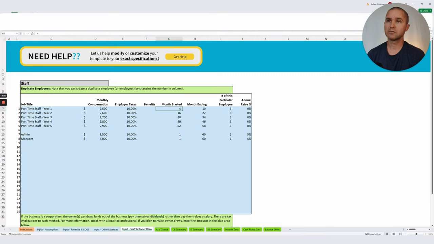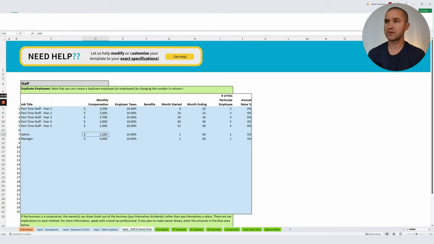And they're going to start on month four and end on month 10, because again, this is a seasonal business. And we're going to have three of these part-time staff. And then after month 10, we're not going to have these staff anymore, and it's going to go back down to zero for that staffing. But then in month 16 through month 22, we're going to add the part-time staff again. And each year we increase what we're paying per month by $100. So that's what we have set up here as an example.